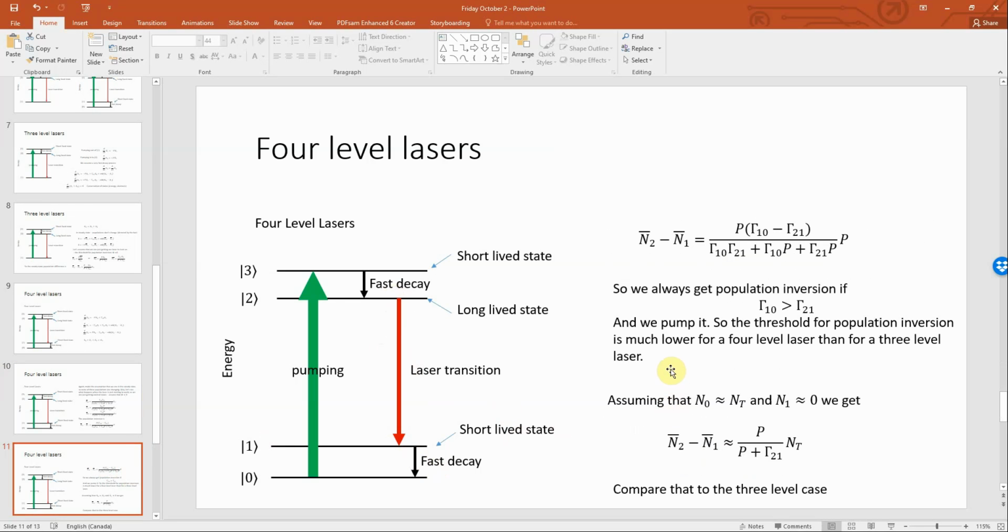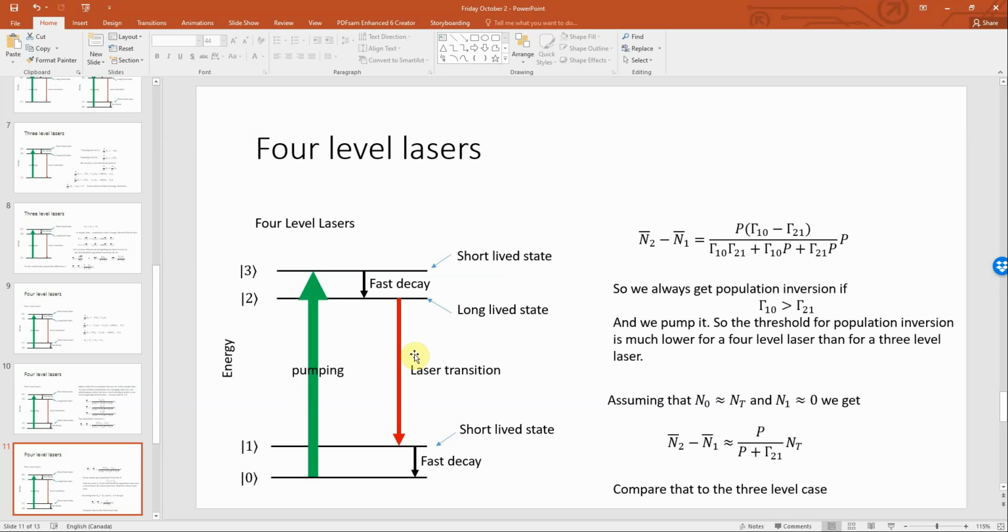Now, what that means is as long as you have some pump on, you'll always get population inversion if gamma 1-0, this decay rate, is greater than gamma 2-1. So if this is a long-lived state and this is a short-lived state, you don't need very much pumping. As soon as you pump whatsoever, you will always get population inversion. And that means that the threshold for population inversion is going to be much, much lower for a 4-level laser than it is for a 3-level laser.